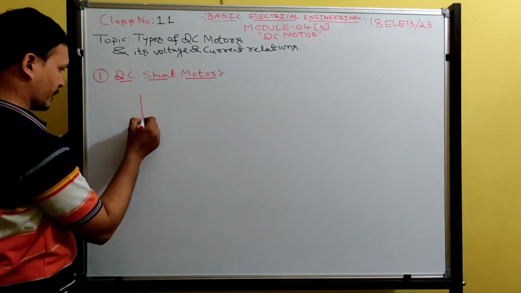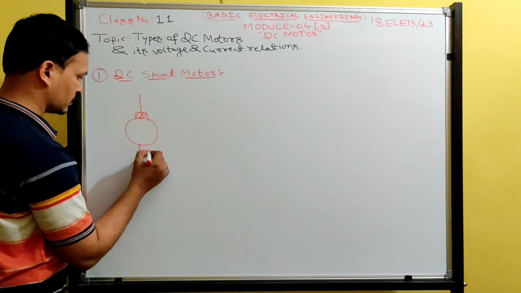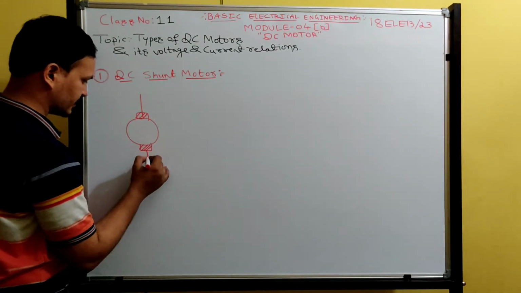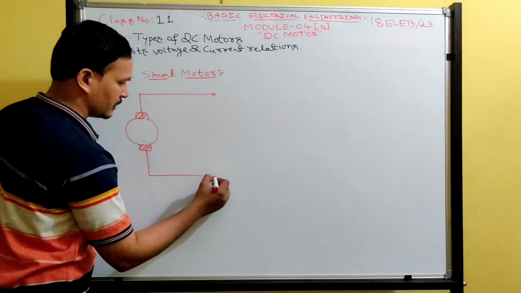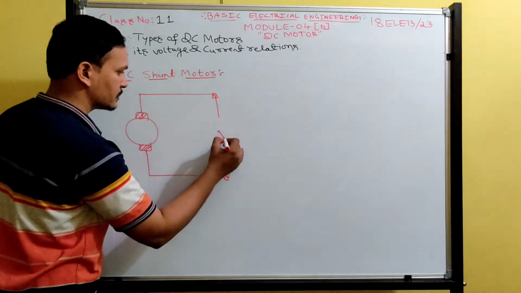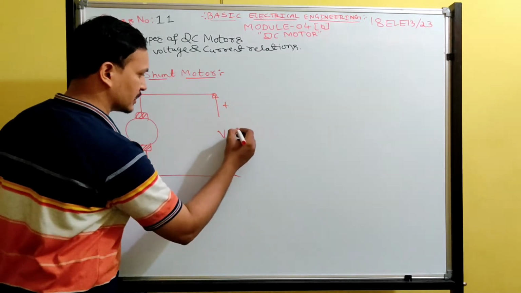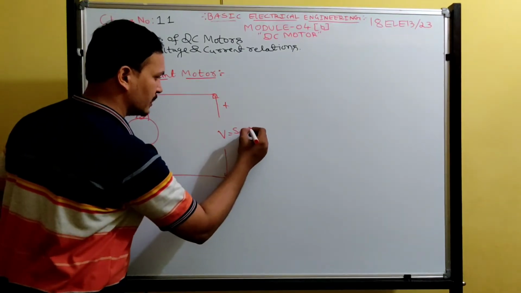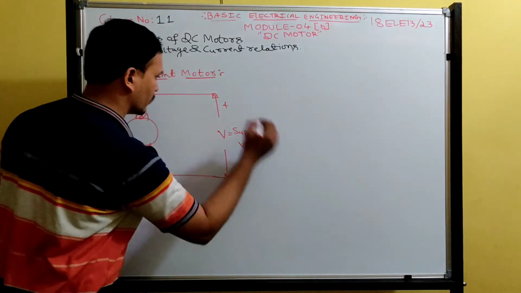So this is the armature. The armature is directly connected to the supply voltage, let me say DC voltage. This V is nothing but the supply voltage.